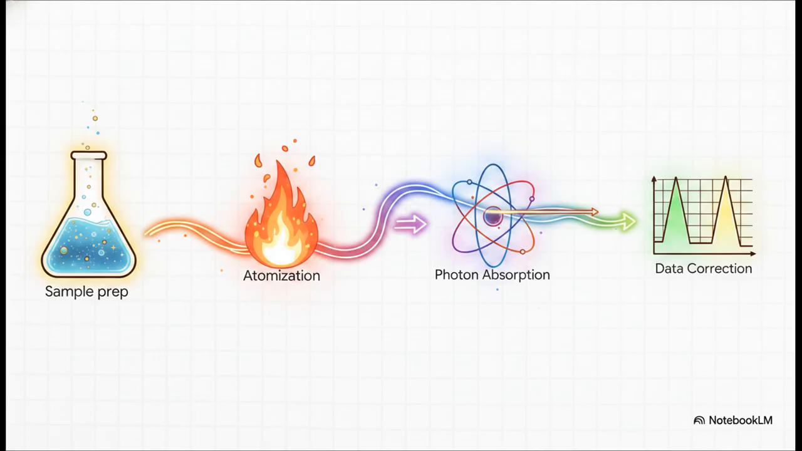Here is your core masterclass sequence for this incredible technique. It all starts with rigorous sample prep and digestion. Next up is precise atomization, whether by flame, furnace, or chemical vapor. That's followed by highly selective photon absorption, all strictly governed by the Beer-Lambert Law. And finally, meticulous mathematical data correction using powerful tools like Zeeman or deuterium background correction to strip away any interferences and reveal the truth of your sample.